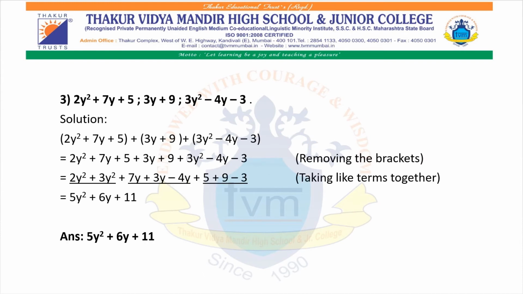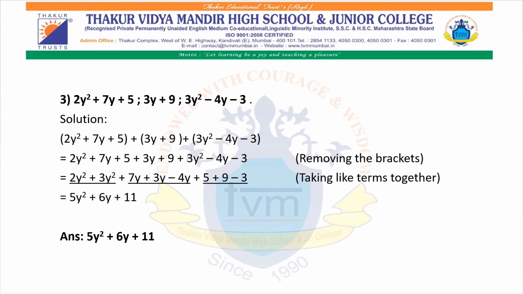Third one, 2y square plus 7y plus 5. Second polynomial is 3y plus 9 and third polynomial is 3y square minus 4y minus 3. So we will have three brackets now. The first step is we are going to remove the brackets. After removing the brackets, we will get 2y square plus 7y plus 5 plus 3y plus 9 plus 3y square minus 4y minus 3. Now we will write the like terms together.